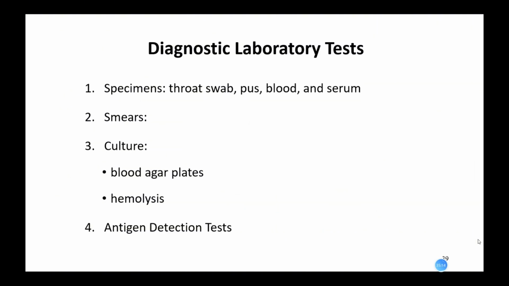Okay. Laboratory test. For specimens, we can collect the throat swab, the pus, the blood, or the serum. Then we make a smear. You will see the typical chain structure, gram-positive. To culture the bacteria, we use the blood agar plate, and on the plate you will see the hemolysis. And you can also detect the presence of specific antigen.